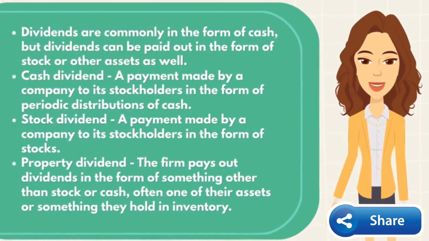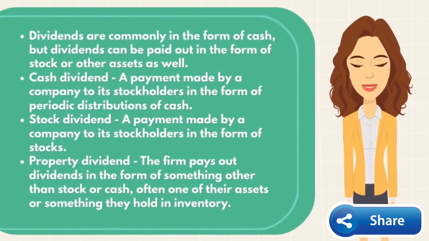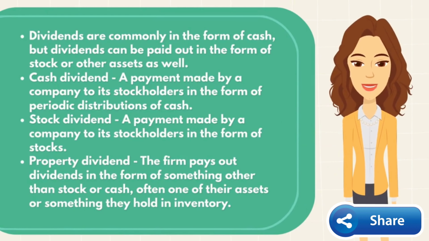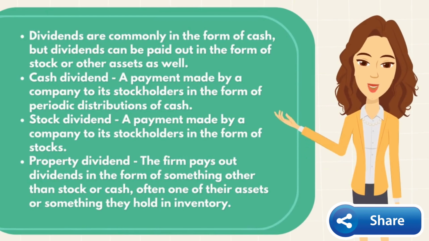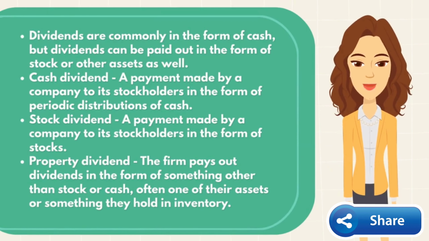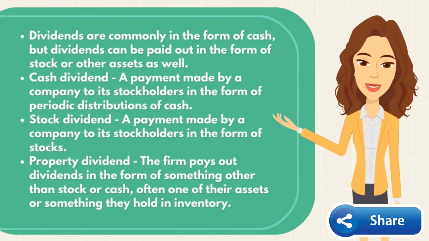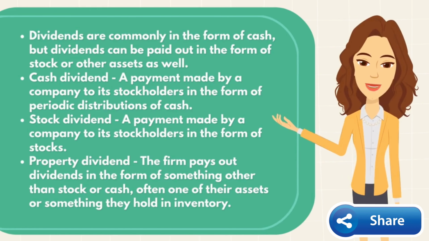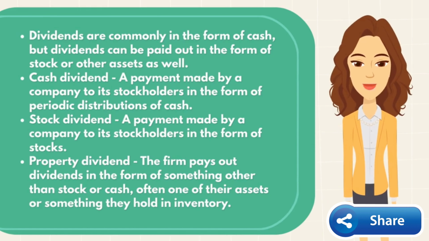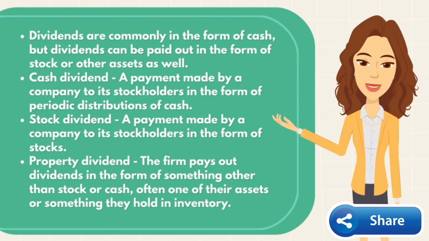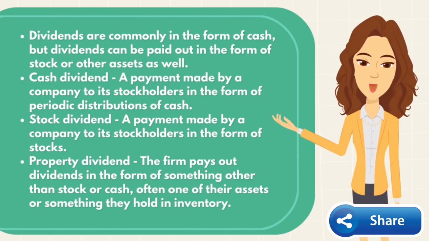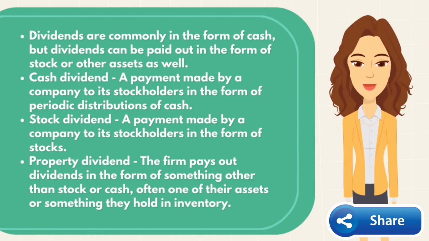Dividends. Dividends are commonly in the form of cash, but dividends can be paid out in the forms of stock or other assets as well. Cash dividend, a payment made by the company to its stockholders in the form of periodic distributions of cash. Stock dividend, a payment made by the company to its stockholders in the form of stocks. Property dividend, the firm pays out dividends in the form of something other than stock or cash, often one of their assets or something they hold in inventory.